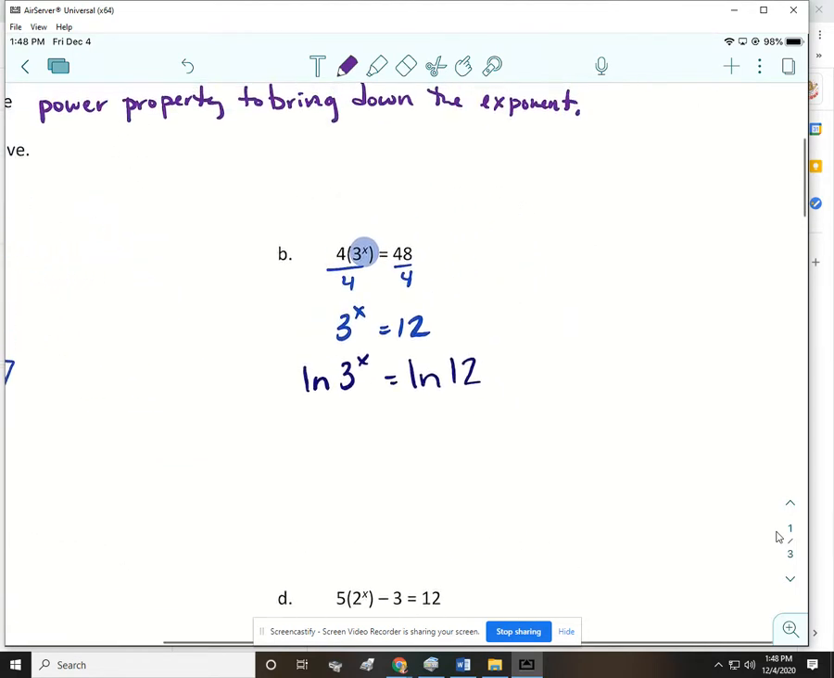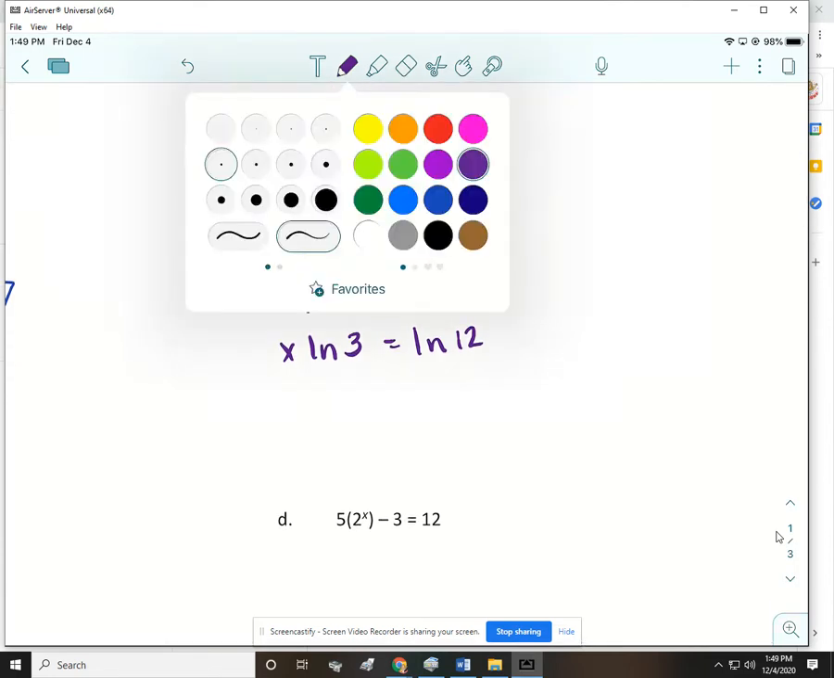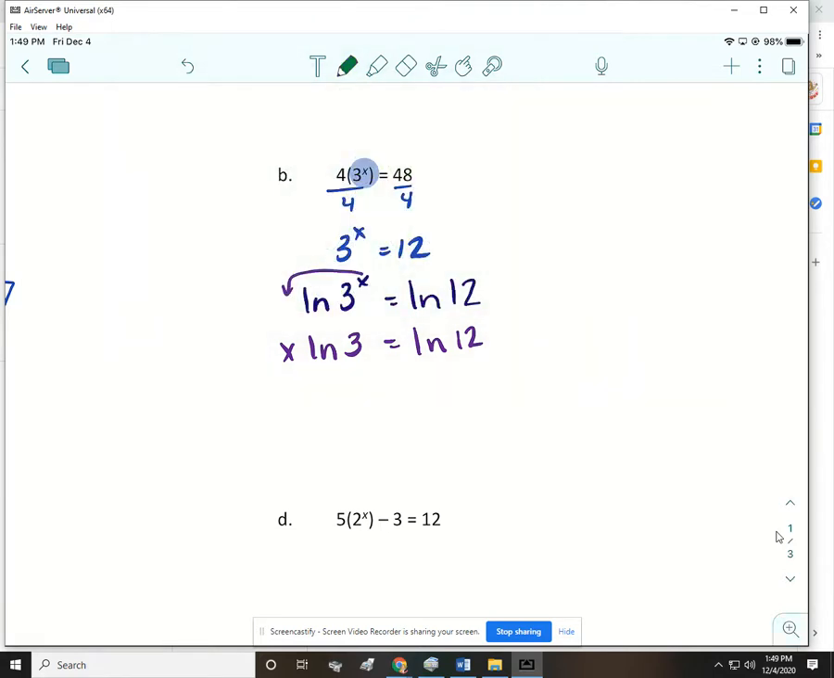All right, so the power property says if we have a logarithm of something raised to a power, we can bring that power down in the front. And then the last step is to solve this for the variable. Now, in this case, our variable is x. It doesn't have to be x, but we are going to solve this for x by dividing by the natural log of 3. Since that's x times the natural log of 3, we divide by the natural log of 3, and we get what x equals. Now, without a calculator, this is all we can do.